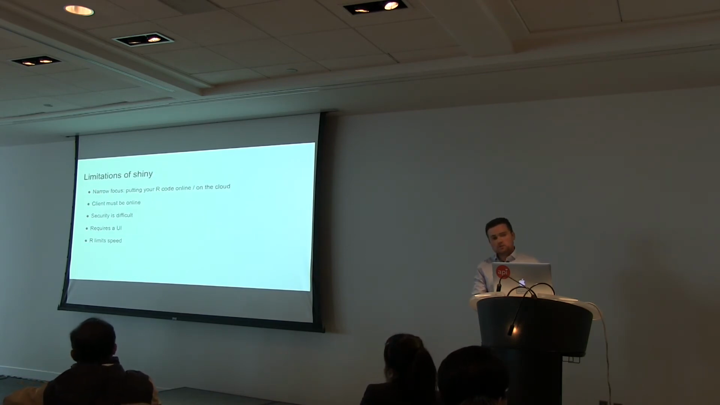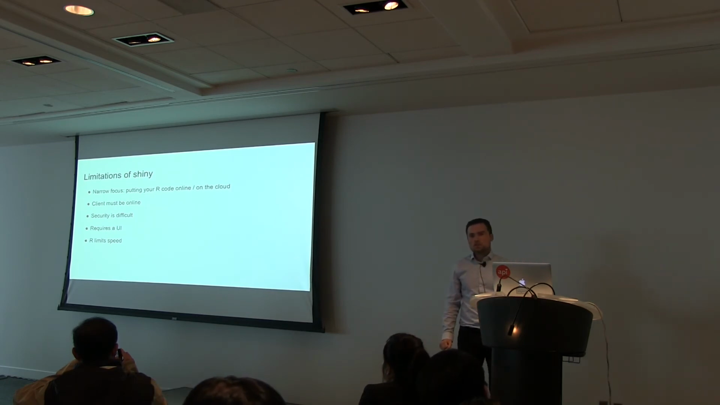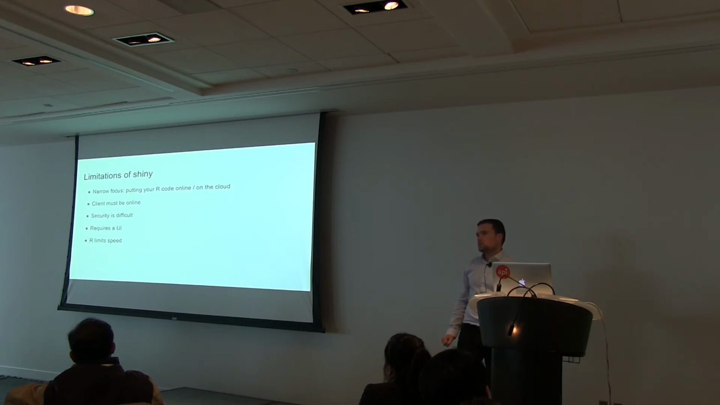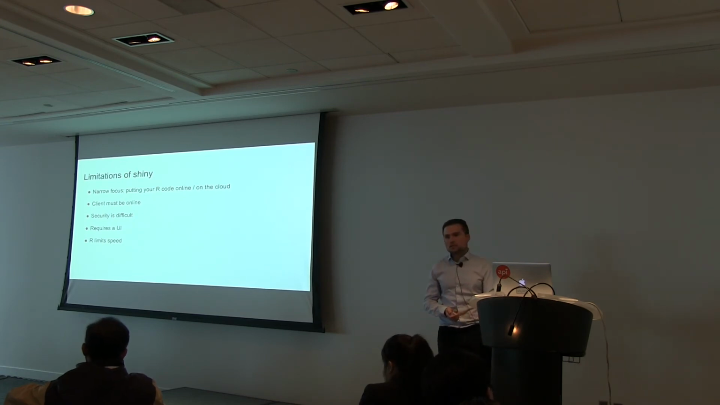There are certain fundamental limitations of Shiny. First of all, Shiny has a single-minded task of productivizing models, putting your R code online on the cloud, making it accessible as a product. Secondly, the client side is not a mobile app. Shiny stops working as soon as internet connectivity is lost. This had a significant effect on us in Peru because there are parts of the city that are really hilly and there's bad cell phone reception, and as soon as people lose connection, they lose access to the app. So that's a problem.